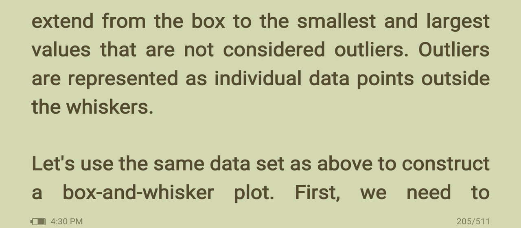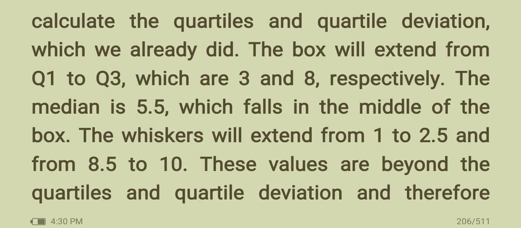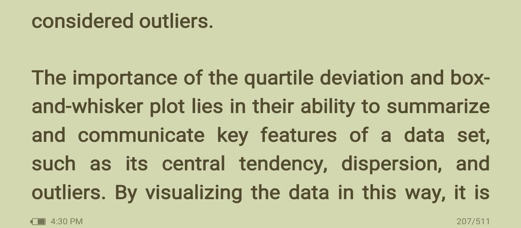Let us see a data set to construct a box and whisker plot. First, we need to calculate the quartiles and quartile deviation, which we already did. The box will extend from Q1 to Q3, which are 3 and 8. The median is 5.5, which falls in the middle of the box. The whiskers will extend from 1 to 2.5 and from 8.5 to 10. These values are beyond the quartiles and quartile deviation and therefore considered outliers.